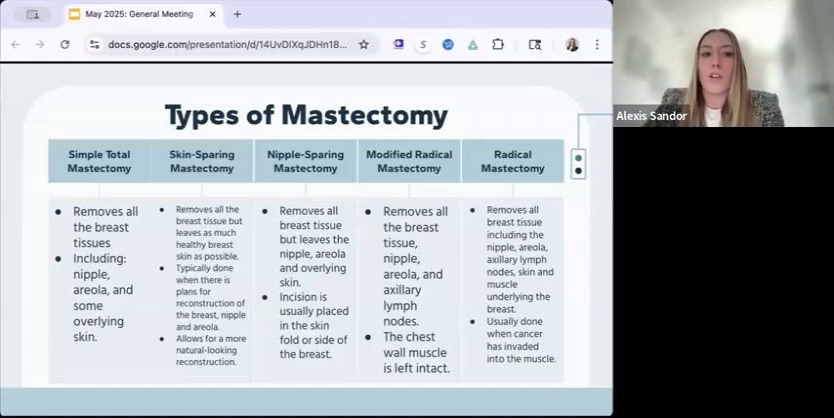to do. There's also a nipple-sparing mastectomy, which preserves the nipple and areola, and often the incisions are along the folds of the breast to allow for that preservation. There's a modified radical mastectomy, which removes breast tissue and axillary lymph nodes. And then there's a radical mastectomy. So that removes all of the breast tissue, but it also includes removal of the chest wall muscle. It's rarely used today. It's really more reserved for very extensive disease. And obviously, the type of mastectomy that is done influences the axillary management decisions moving forward.